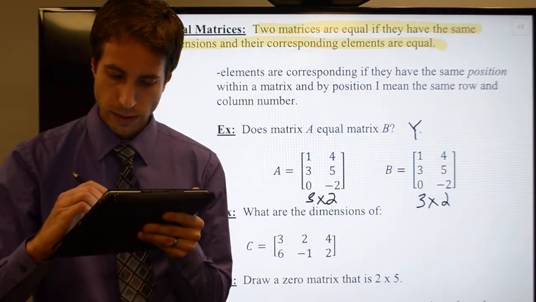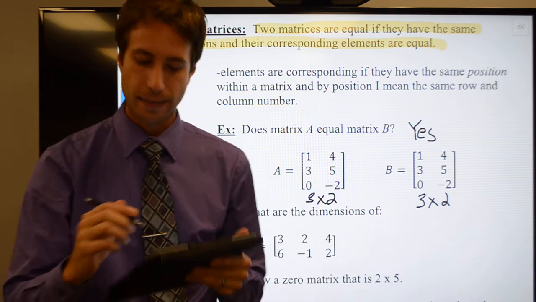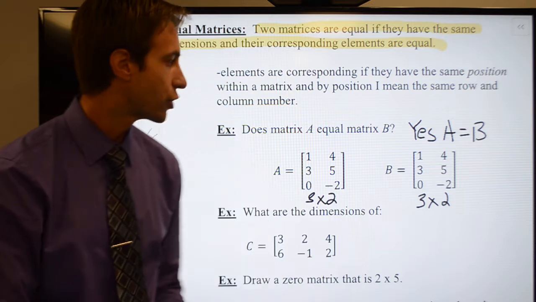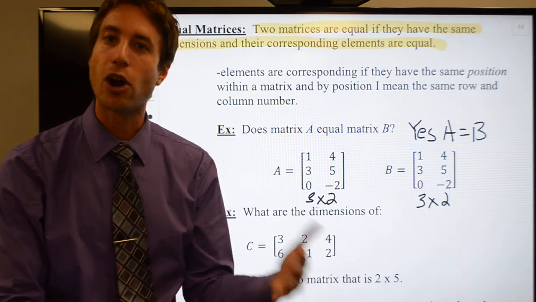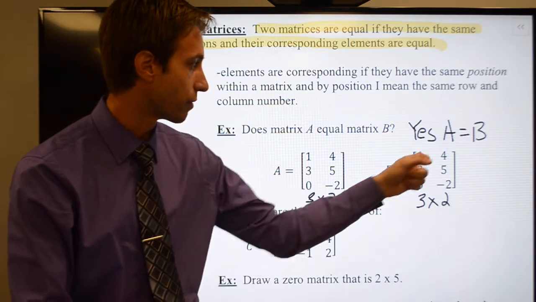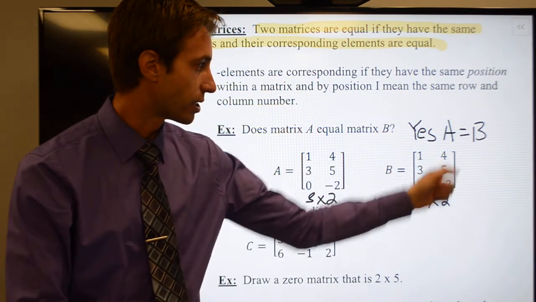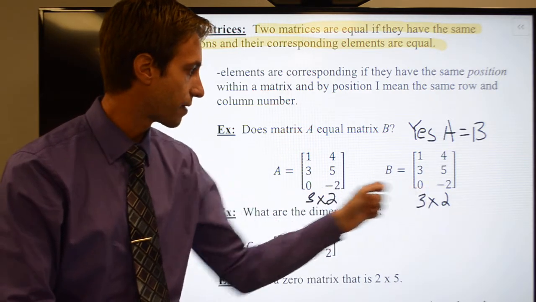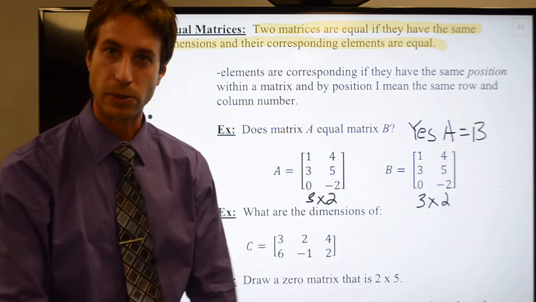So yes, matrix A is equal to matrix B. That's all you got to do. Make sure that they are the same dimensions. Make sure that all of the elements are the same in the corresponding positions. First position, second position, third position, fourth, fifth, and sixth position, right?